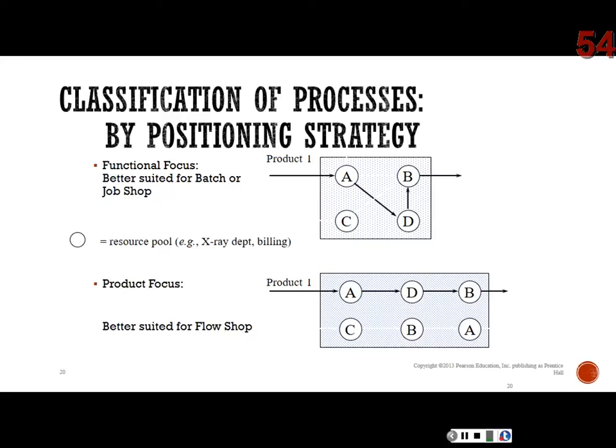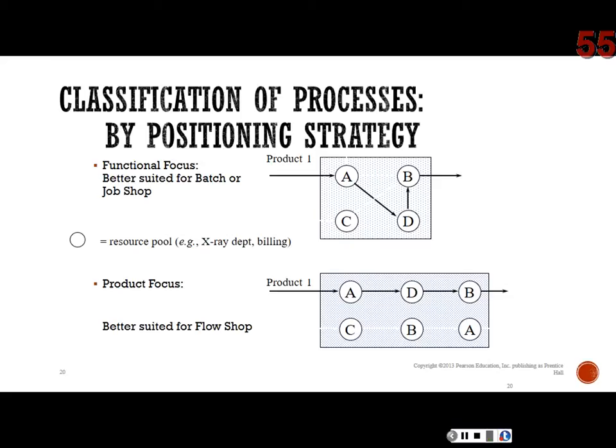All right. So the classification process is by positioning strategy. When we say we have a functional focus, that's better suited for batch or job shop. Okay. And when we have a product focus, it's better suited for a flow shop. Okay. And at first, coming from my background, I had a hard time with this. But think about it this way. A product focus says, I'm going to do the same product again and again and again. Okay? So that means that you're doing the flow shop, right?